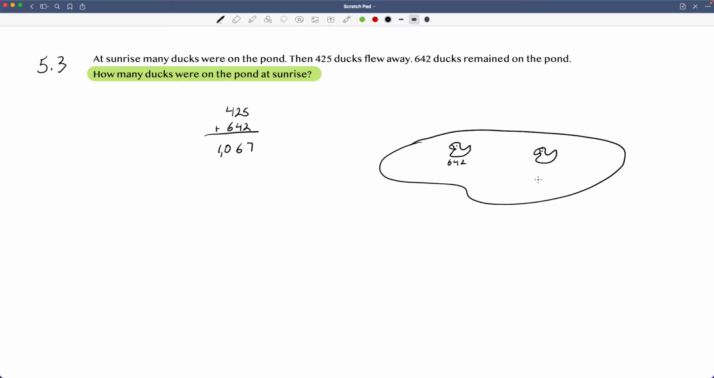There's my duck. Poor little duck. He doesn't look like a duck. He looks like a parrot. I need to get him a nose job. And 425 of those ducks flew away. So you had a group of 425 and a group of 642 left behind. So it makes sense when you look at it like that to just add the two groups together to get the total that were on the pond at the beginning.